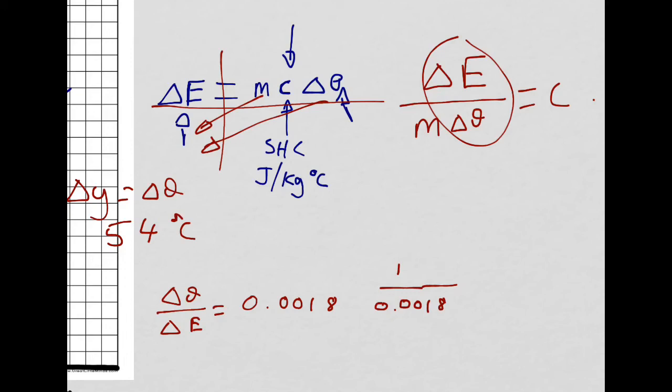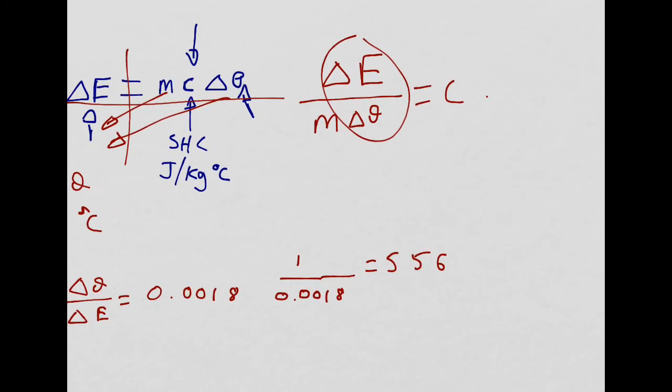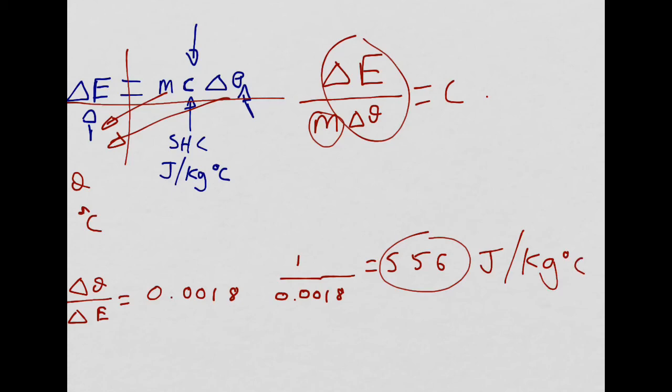Okay, so let's reciprocate it. 1 divided by 0.0018, you get 555.6, let's just round it to 556. Now we've still got the m on the bottom, so we've got to divide it by the mass of the block. The mass of the block was 1 kilogram, so 556 divided by 1 gives you 556. So there is our specific heat capacity, 556 joules per kilogram per degree C.